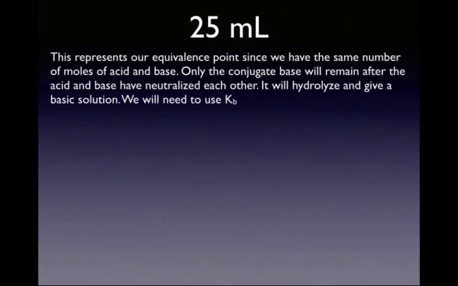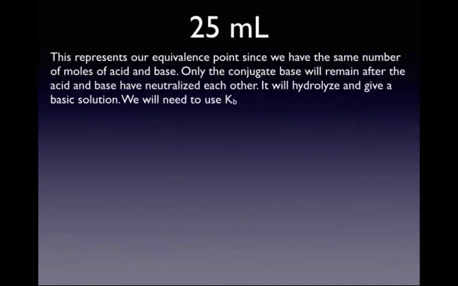Let's go to 25 milliliters now. Since both of my acid and base are 0.1 molar, and I've got 25 milliliters of the acid, then 25 milliliters of the base at the exact same concentration represents our equivalence point where all of the acid and all of the base is going to be neutralized, and I won't have any base or acid remaining after the titration. The only substance that will remain that has acid-base properties will be the conjugate base of the weak acid. So this will be my acetate ion.